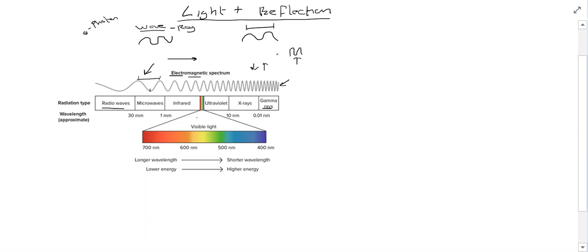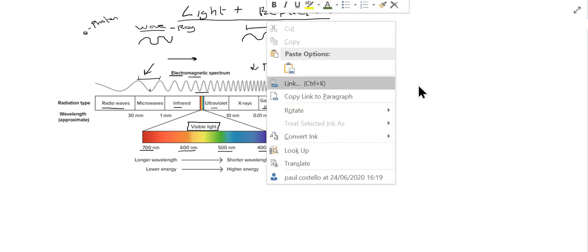Now some are in the middle here, between infrared and violet. Here we have what's known as visible light, and this is the light that we're going to focus on. The 700 nanometers, 500 and 400 nanometers, that refers to the wavelength, the one we've been talking about. So it's the length of the wave.